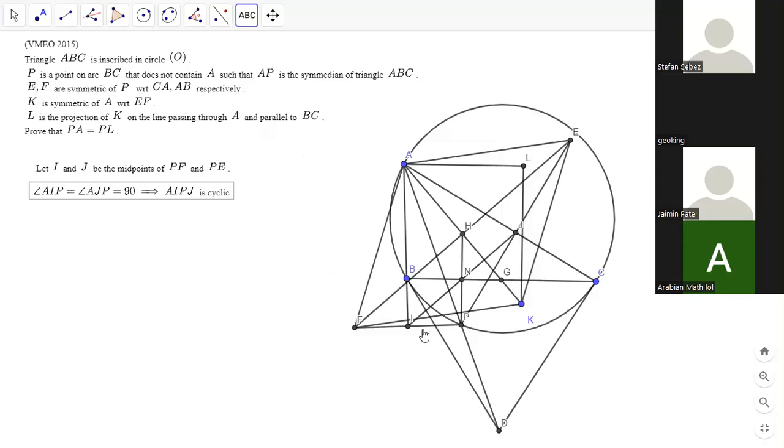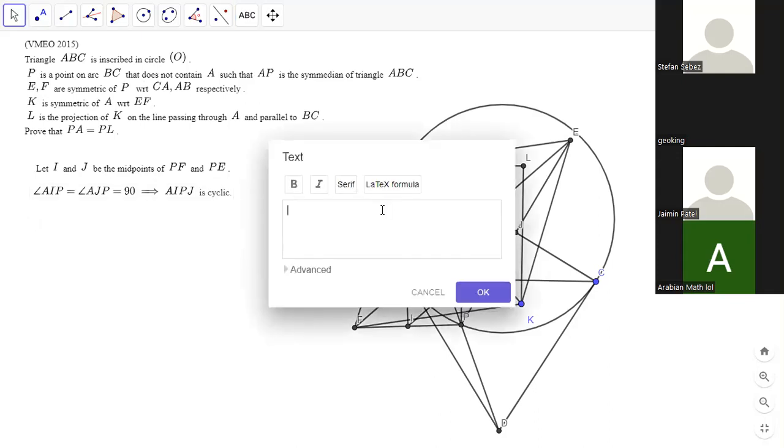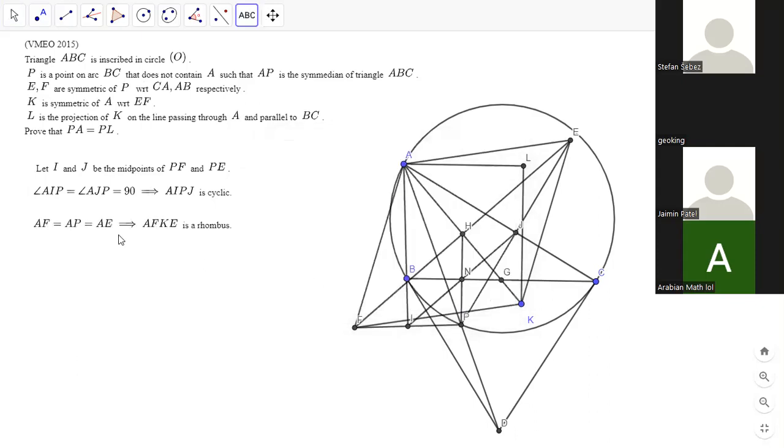So basically, okay, first of all, AFKE is a rhombus. So AF equals AP equals AE. That means that AFKE is a rhombus. And let H be the midpoint of EF.